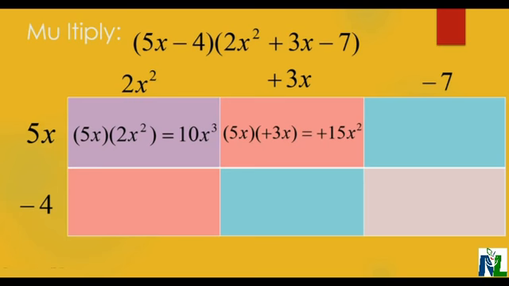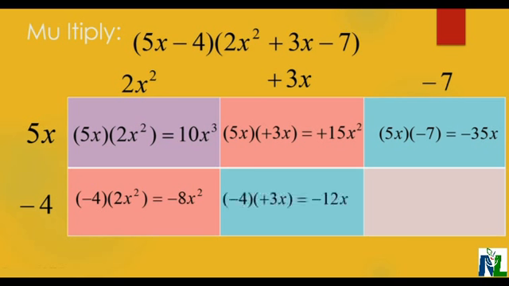And we continue until all 6 blocks are completed, paying close attention to the signs. Remember, a negative and a positive gives us a negative number, and 2 negatives a positive.